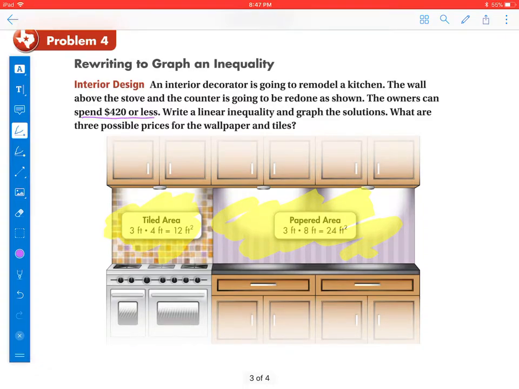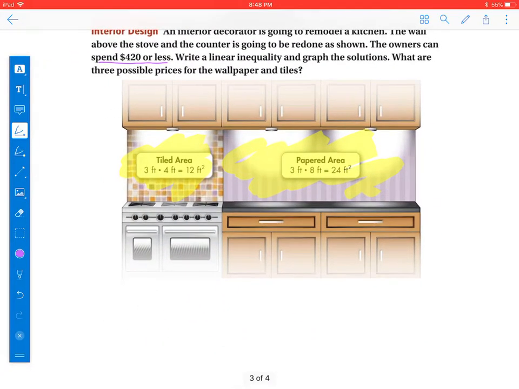The owners can spend $420 or less. And it wants us to write a linear inequality and graph the solutions. We want to talk about what are the 3 possible prices for the wallpaper and tiles. It's not so bad. This is really easy, straightforward.